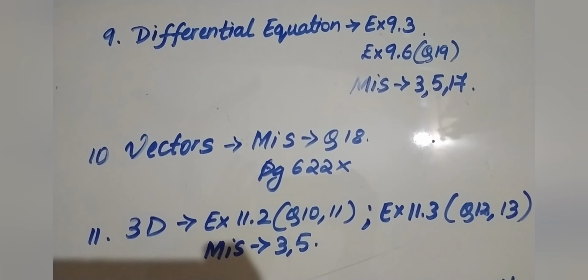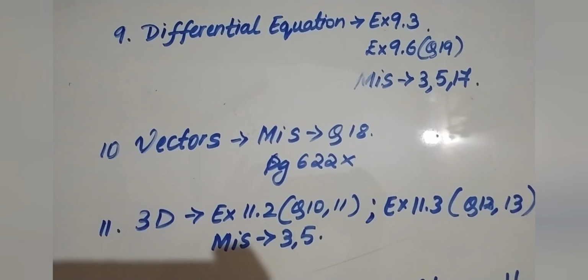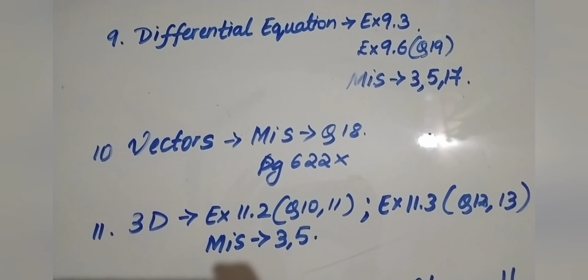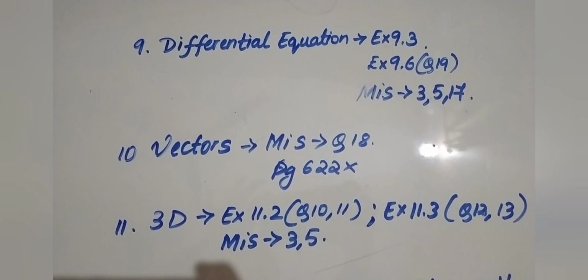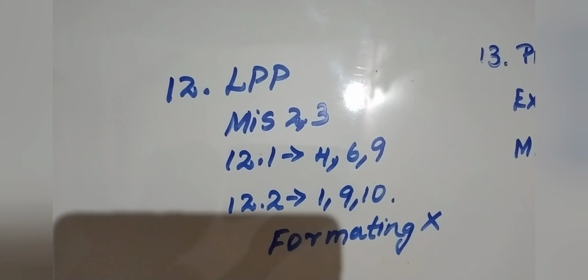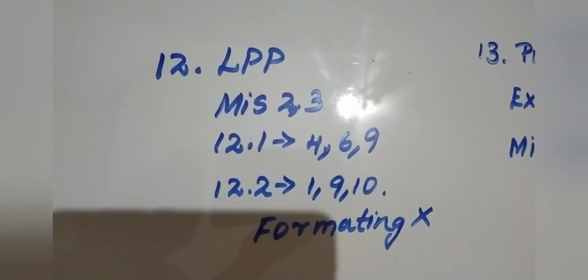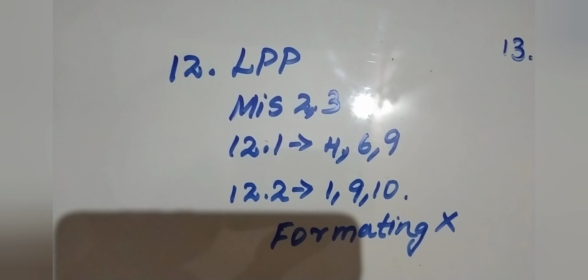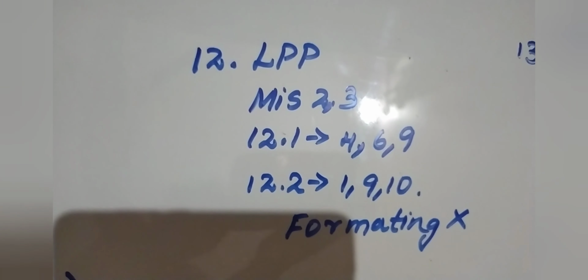In vectors, miscellaneous exercise question number 18, and page number 622 is also deleted, that is a supplementary part. And in the 3D chapter, exercise 11.2, question numbers 10 and 11 are deleted, exercise 11.3, question numbers 12 and 13, and miscellaneous question numbers 3 and 5. The last two chapters: LPP, exercise 12.1, 4, 6, 9, and exercise 12.2, 1, 9, 10, and miscellaneous 2 and 3. This is included, but the formulating question is deleted. Only the graphical questions will be there.